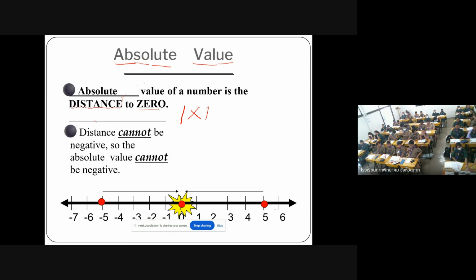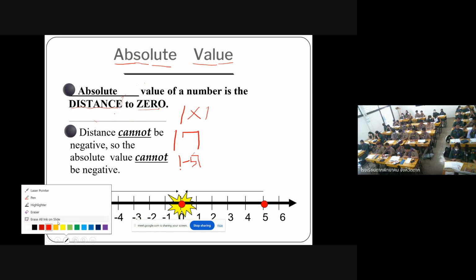So let's say I have this one. How do you read this? The absolute value of. Okay. How about this one? The absolute value of negative 5. Again, so let's say we have this one. The absolute value of 5. And the other one is the absolute value of negative 5.